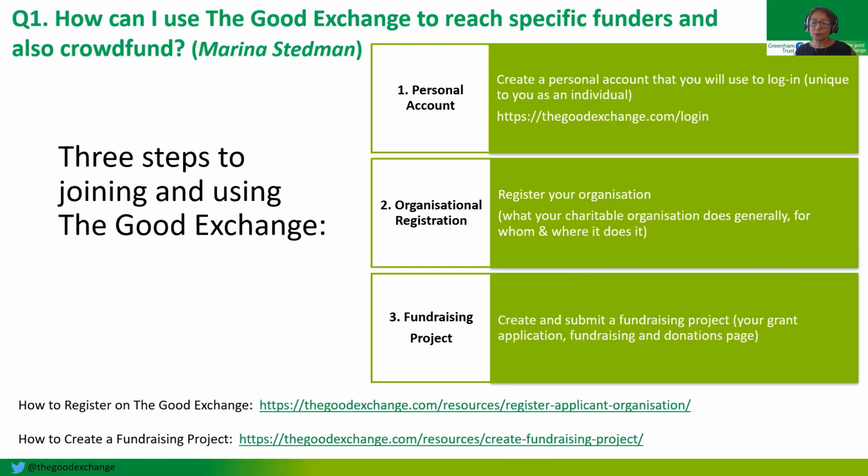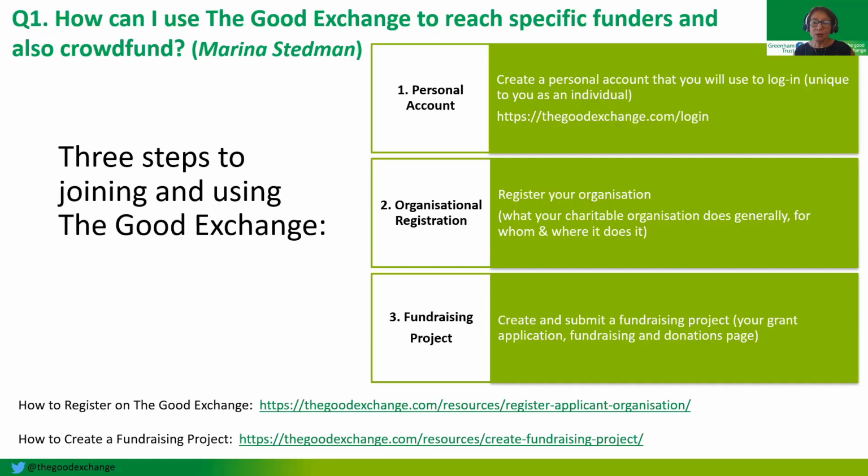The second thing you have to do is to register your charitable organisation, community group, sports club. And this is where you put the information in about what your organisation generally does for the beneficiaries that you support. And also it's very important to clearly state where those beneficiaries are based, because most of the funders that use the platform give out their funds in an area, usually a local area, and they're usually quite specific about where those funds are given.